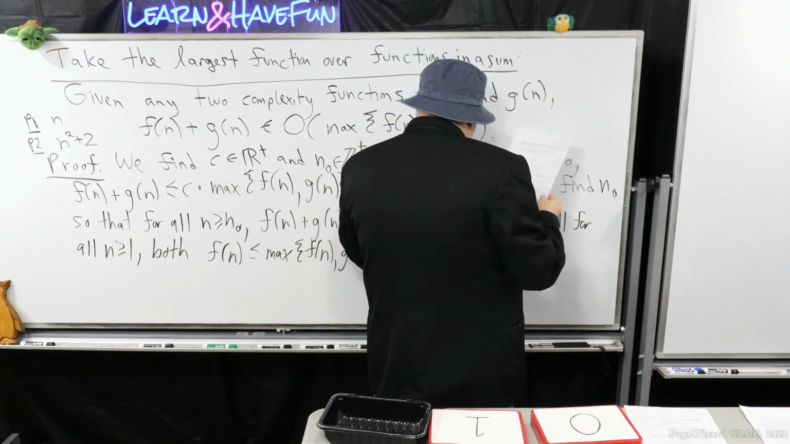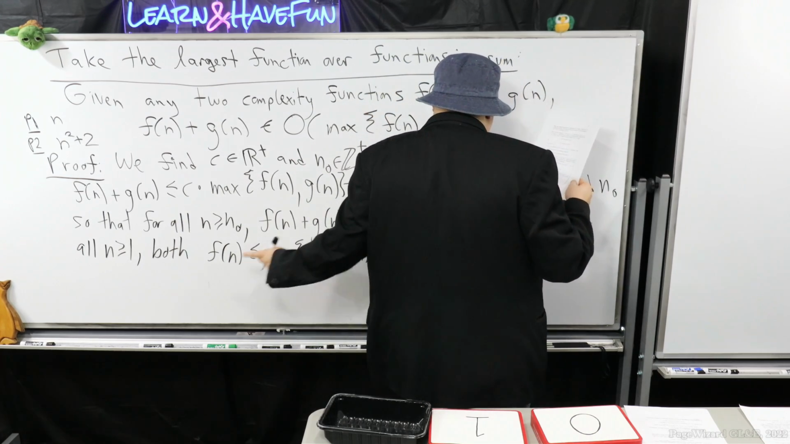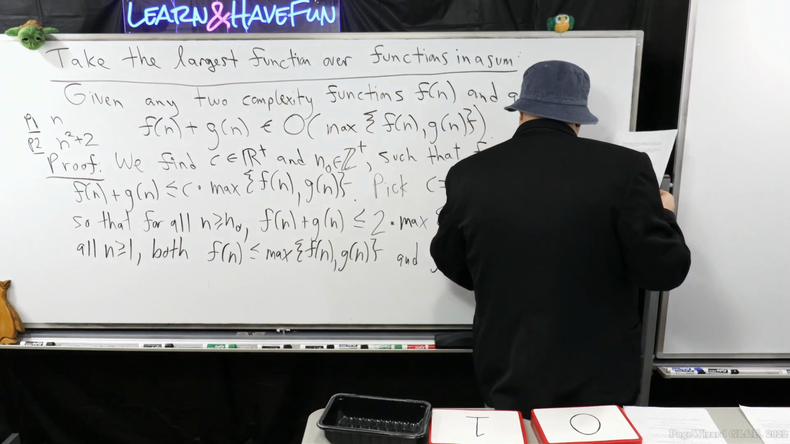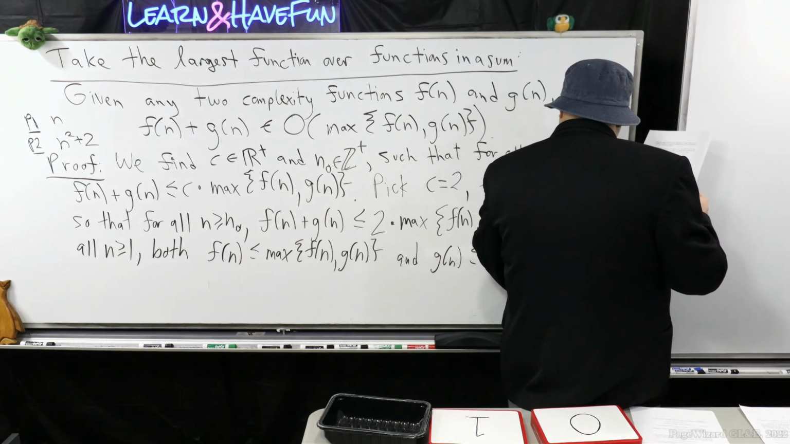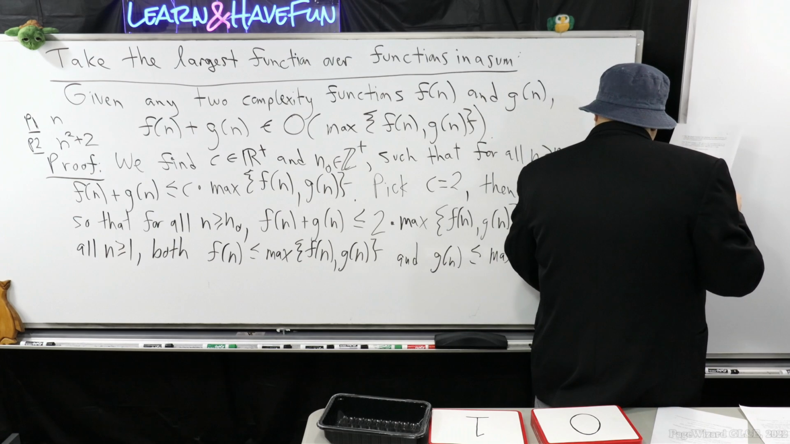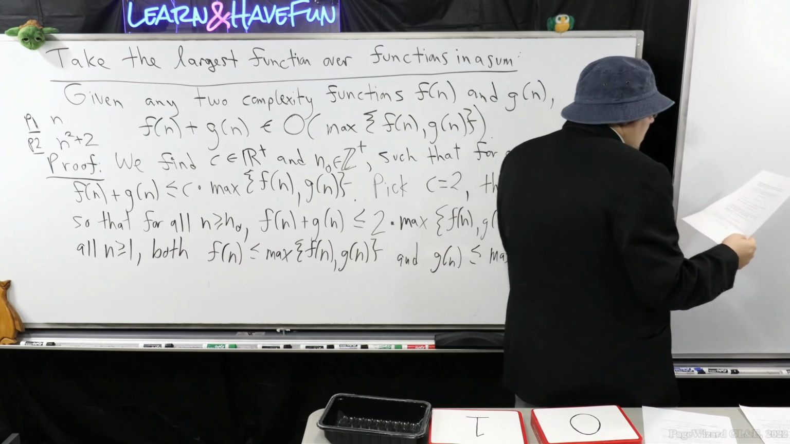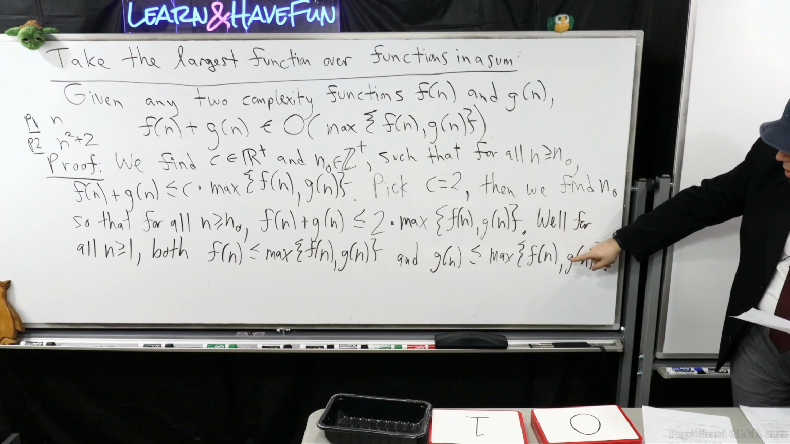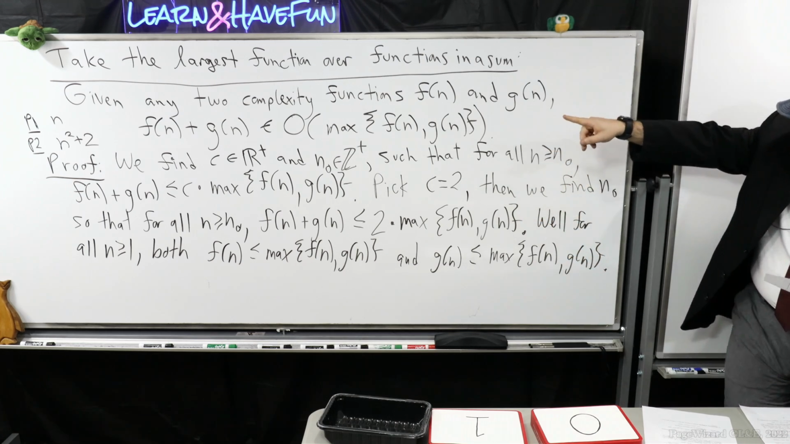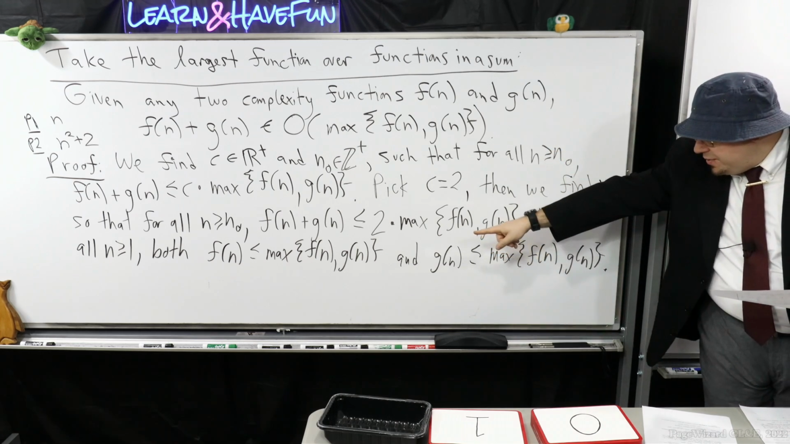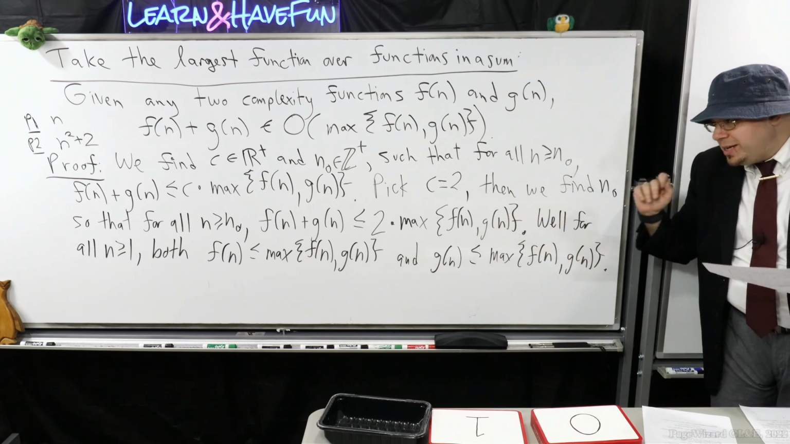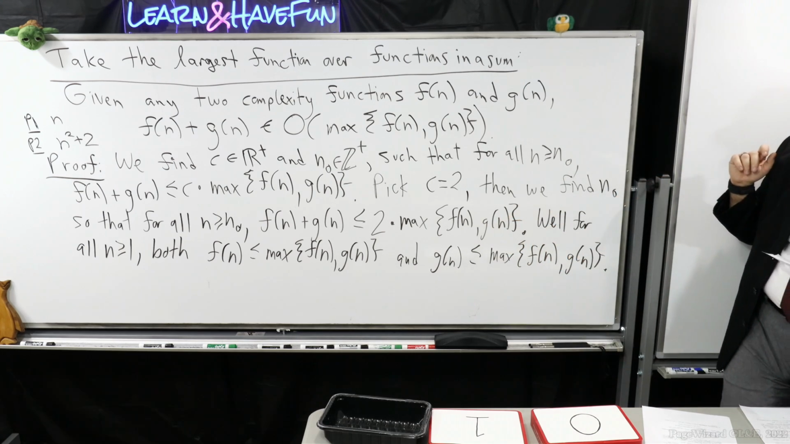And g of n, for n greater or equal to 1, that's important, is less than or equal to the max of f of n and g of n. Same reasoning here. So all I'm going to do now is sum over these two inequalities. So I want something that looks like f of n plus g of n. Here's f of n on the left-hand side, and I have g of n on the left-hand side. So if I sum these two inequalities, I should get something that's very nice for us.